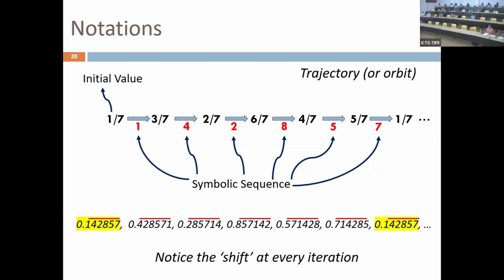That 1 by 7 is getting mapped to this guy, to this guy, to this guy. But what is this one? This is nothing but a shift of this. Are you able to see this? You shift it left, get rid of this 1, you get 428571. You shift this again left, you get 285714. It's actually a shift map.